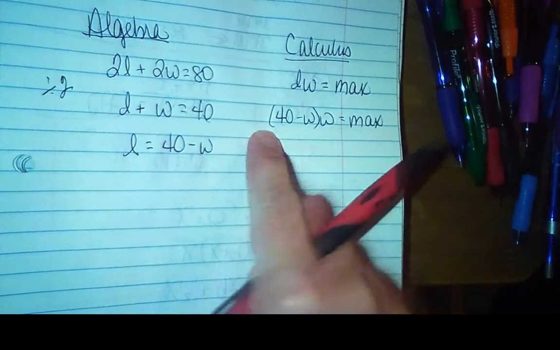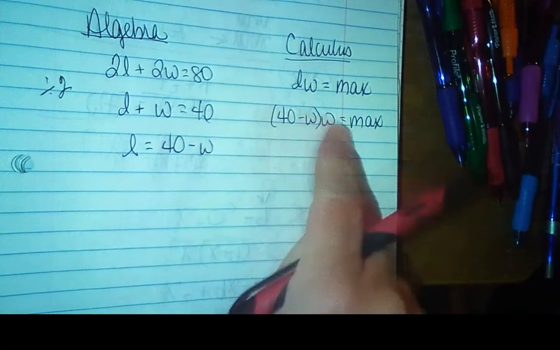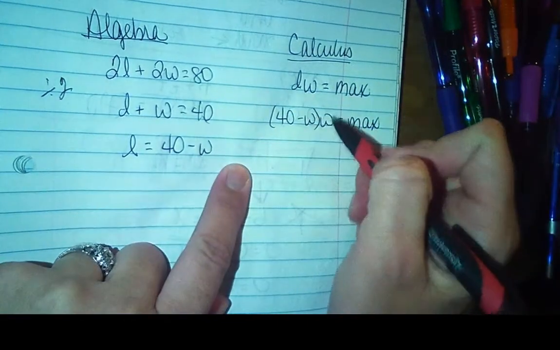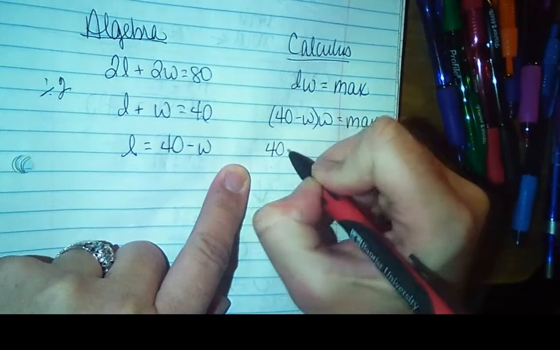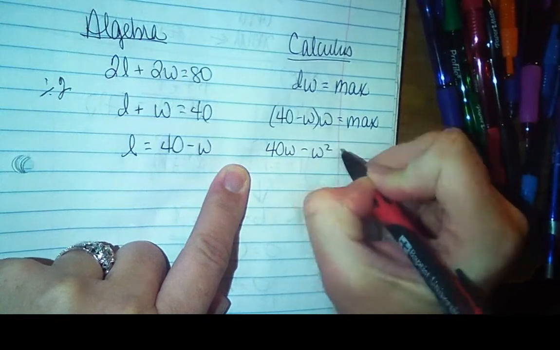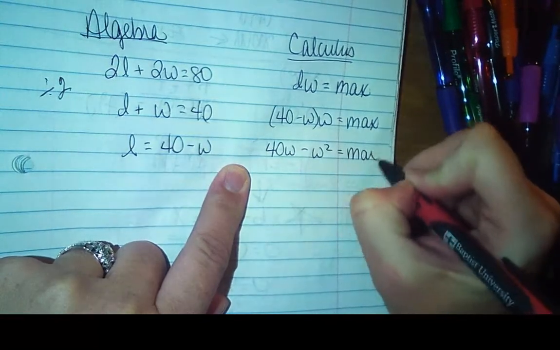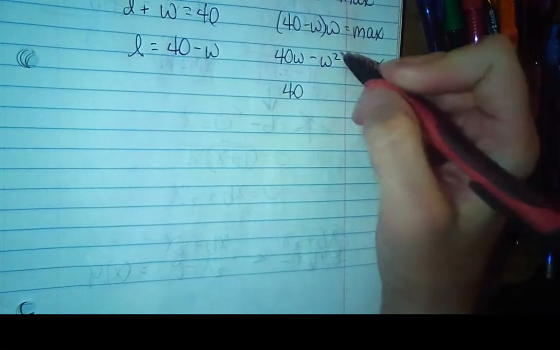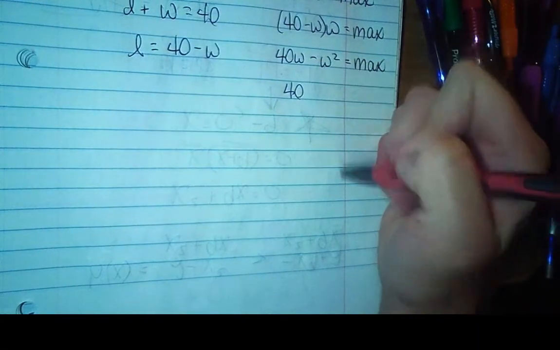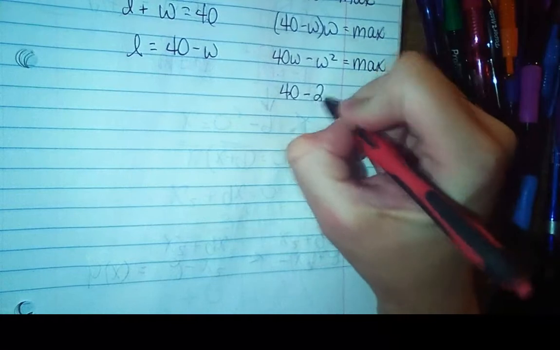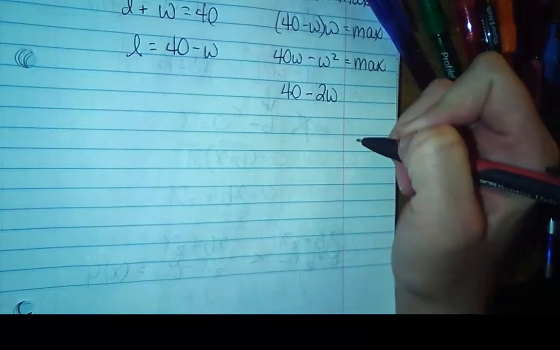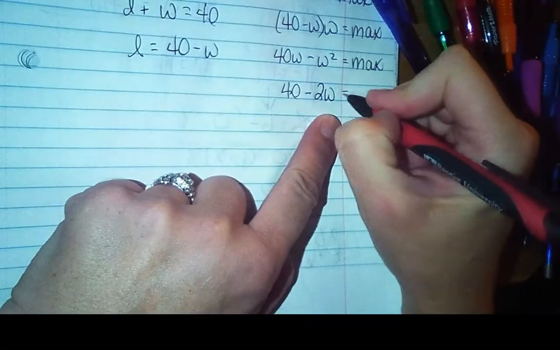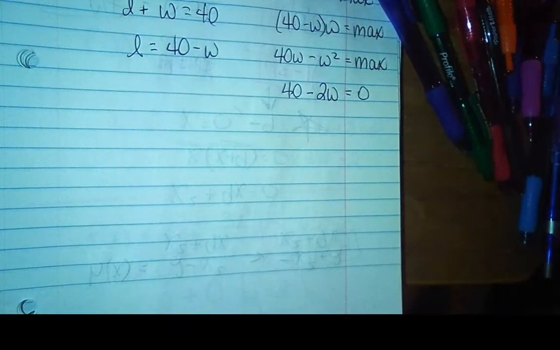So you can either do product rule, or you can distribute and just go term by term. So I'm going to distribute. I've got 40W minus W squared, and that needs to be a max. So I haven't done any calculus yet. But here we go. What's the derivative of 40W? It's 40. What's the derivative of a negative W squared? It's a negative 2W to the first. And now I have taken a derivative.